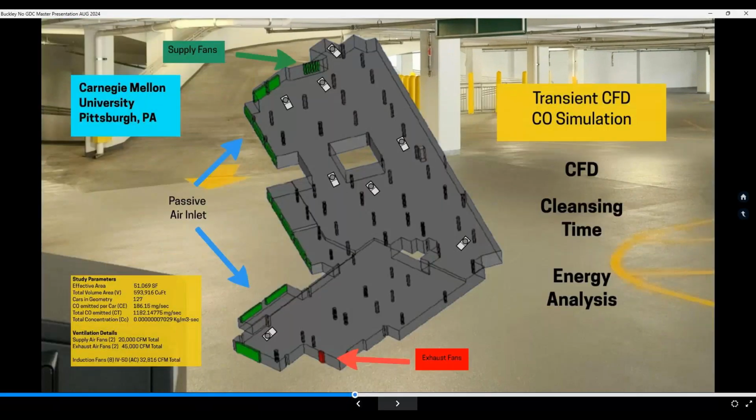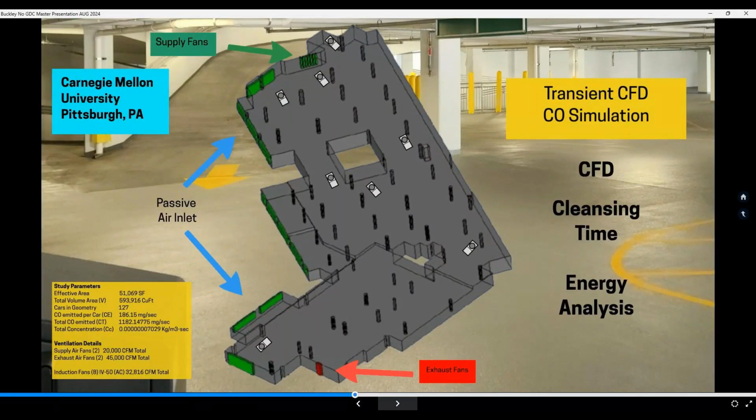So the first project here is CMU in Pittsburgh. Now you see the image, it represents the 3D model for the parking garage. You see the placement of the jet fans. The blue arrows call out the green entrances for either rampways or for louvered openings, so there's passive air inlet. And the red arrow down at the bottom represents the exhaust fan location.